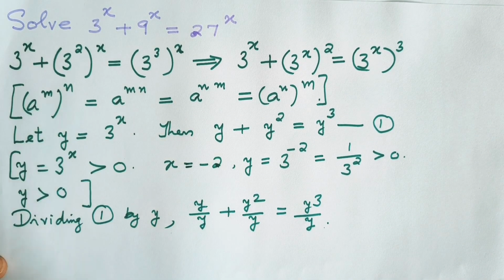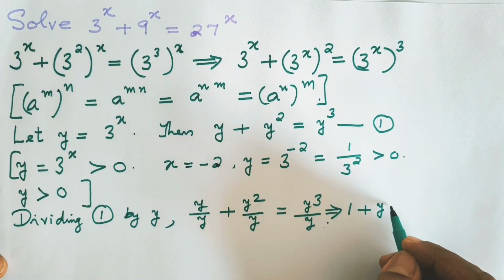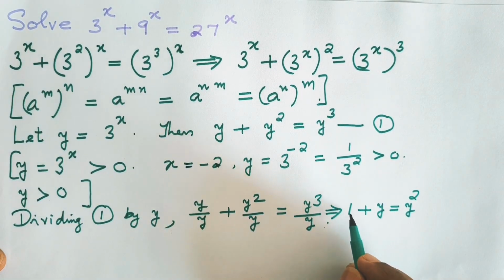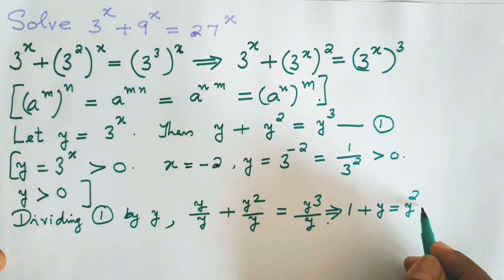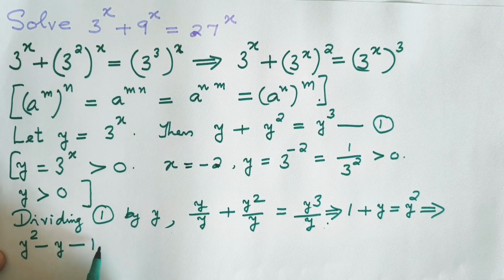Now simplify this. y divided by y, 1. y square divided by y, just y. And the right side will be y squared. Now do one thing. Take 1 plus y to the right side. You will have, let me write y square first, plus y becomes minus y, plus 1 becomes minus 1, and you will have 0.